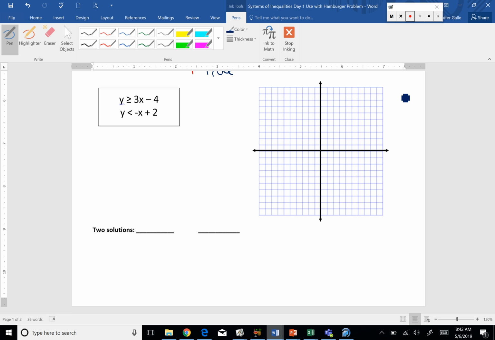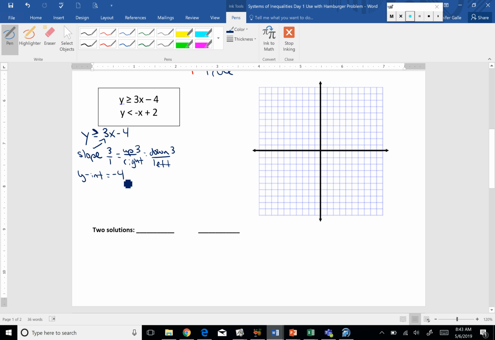So let's go ahead and graph both of these one at a time using your 2 different colors. I'm going to start with my darker color. Let's graph our first one. y is greater than or equal to 3x minus 4. What form do we have? Slope-intercept. So 3 is my slope, and I know a lot of you, as soon as you pick it out, you put it over 1. We could go up and right, or down and left. And then our y-intercept is -4.